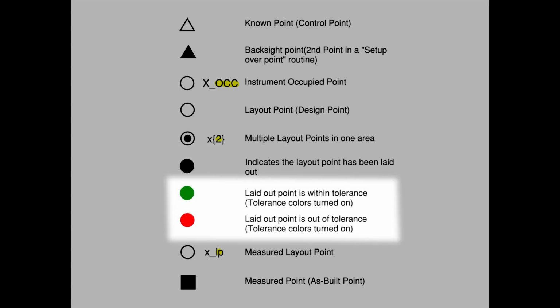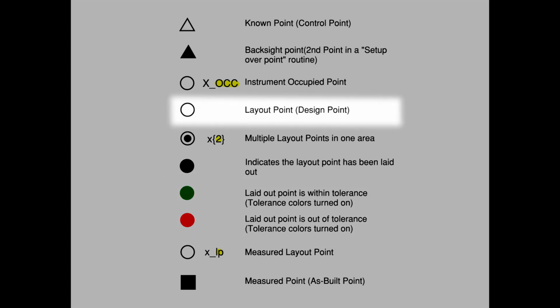Another feature you can do is turn on tolerance colors. And when tolerance colors is on, if you're within tolerance, your laid out points will be solid green. If you're out of tolerance, they'll be solid red. Just keep in mind there are 2 tolerance categories. There's horizontal tolerance and vertical tolerance. This is chosen in the tolerance settings. If you have both of these turned on, you need to be within both tolerances for it to turn green. And you can turn off vertical or horizontal tolerances if you're just focusing on one tolerance.